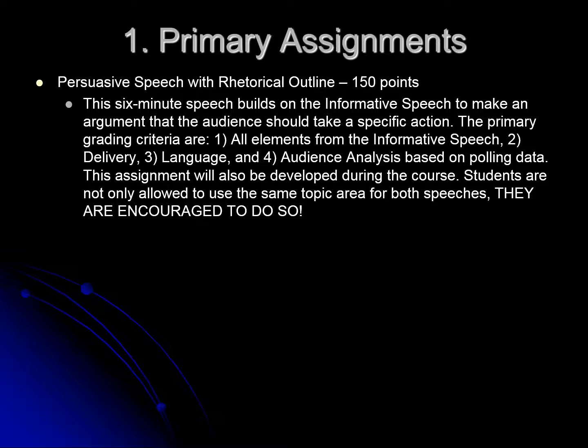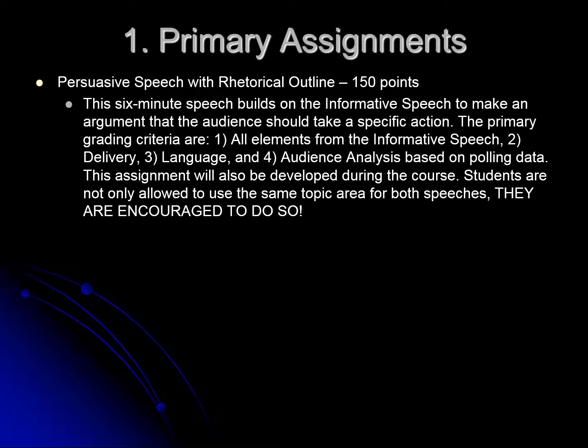It'll build on the informative speech in terms of the outline. Then it'll also include more emphasis on delivery, language, and audience analysis based on polling data. What that polling data means is once I've got all of your thesis ideas for this speech, I'm going to put together a poll that all of you will respond to, so you can see what all of the other students in the class think of your topic and get an idea as to how hostile they are toward the idea you're presenting. The assignment will also be developed further as we get later into the course.